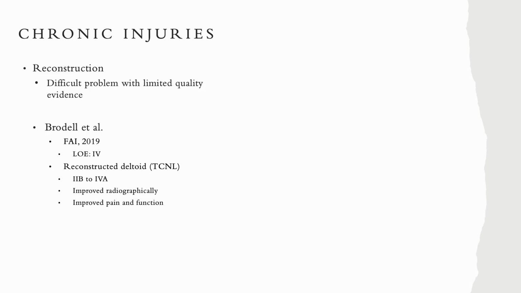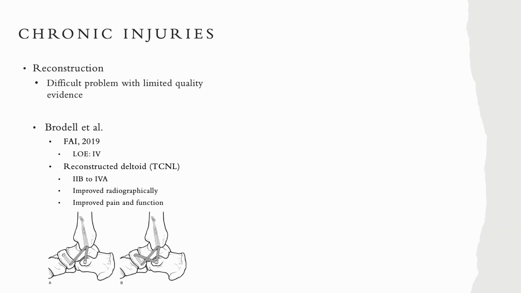Continuing to talk about chronic injuries, I'm going into more of that allograft reconstruction. Again, difficult problem with limited quality of studies and evidence. This study in 2019, I believe, level 4 evidence, they reconstructed the tibiocalcaneonavicular ligament. So a flat foot type procedure. 2B to 4A, they said it's indicated based on your own approach. And they improved everything radiographically, improved pain and function, and this is kind of how they used it. They did a portion very similar to this, and then they ultimately switched to this using an allograft.